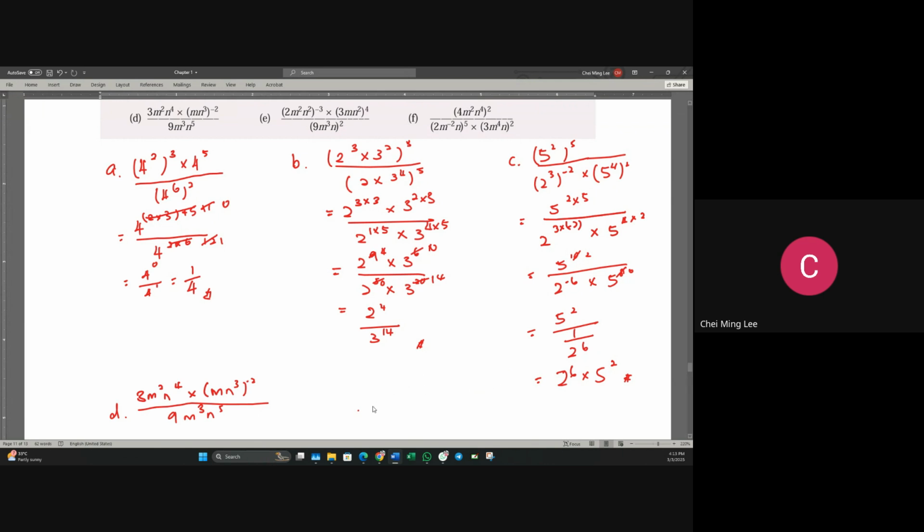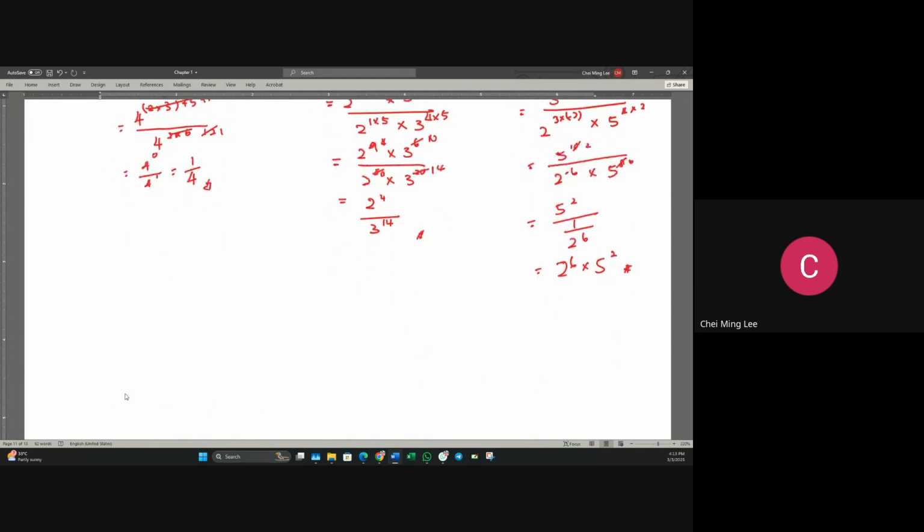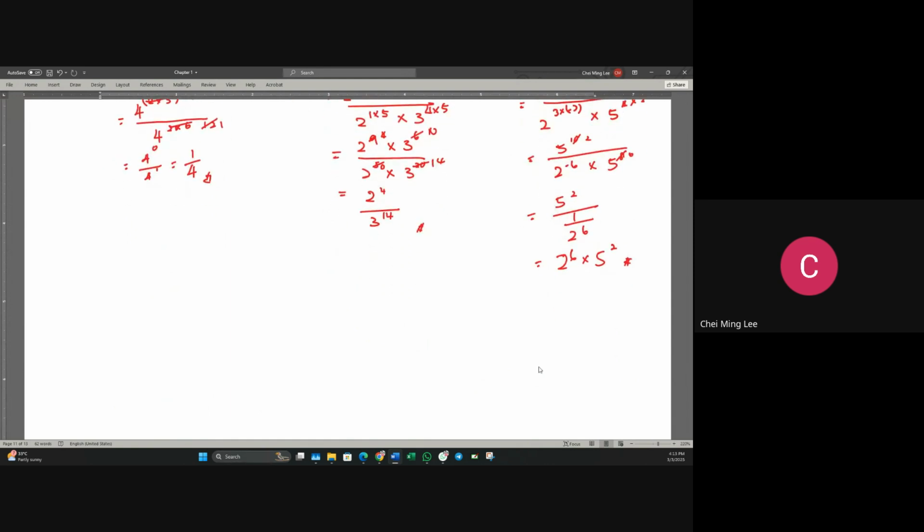Not enough space. Okay, so I think I have to go down a bit. Okay, I can just use the cup another.